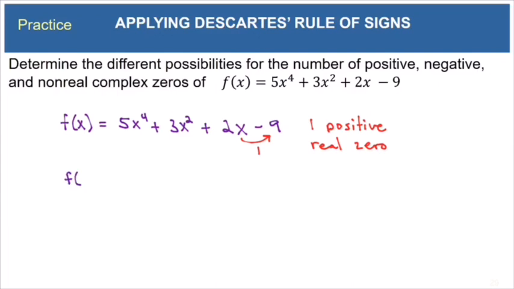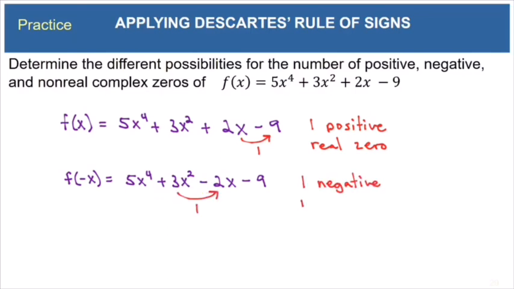And now let's look at f of negative x. So remember, to do this, we plug negative x into our function, but all that does is it leaves the terms with even exponents unchanged, and it changes the sign of terms that have odd exponents. So this 5x to the 4th stays the same, 3x squared stays the same, 2x will change to negative 2x, and then the constant stays the same. And let's count sign changes here. So this is positive, it stays positive, then it turns negative. And so that's the only sign change we have, and now we can see that there's one negative real zero.